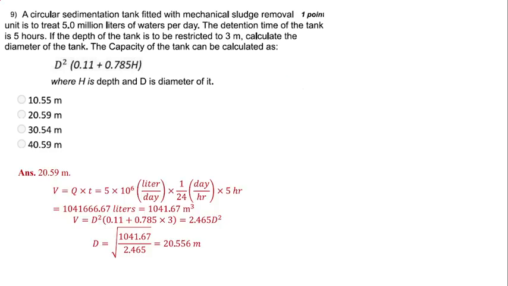This is another question with similar data. So this is how we have to solve it. So here the question is a circular sedimentation tank fitted with a mechanical sludge removal unit. So here Q is given as 5 into 10 power 6, okay, 5 million liters, and the retention time of the tank is 5 hours. So T is 5 hours.